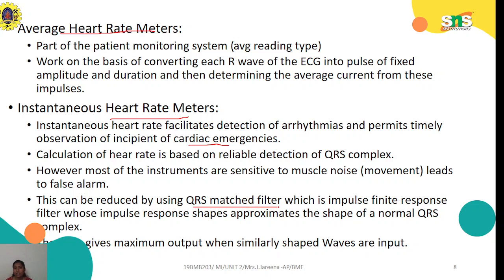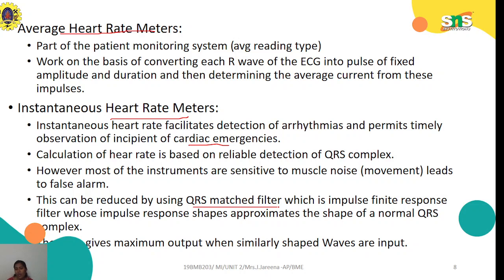The reason is that in the heart rate meter we are focusing purely on the QRS complex. It is again one type of waveform as far as the machine is concerned. Even artifacts and movements will induce some kind of frequency waveforms. So the machine should not get confused about which waveform to process. That is the reason we use a filter called the QRS matched filter, which is a finite impulse response filter. Its impulse response shape approximates the shape of a normal QRS complex, so that it has been designed.